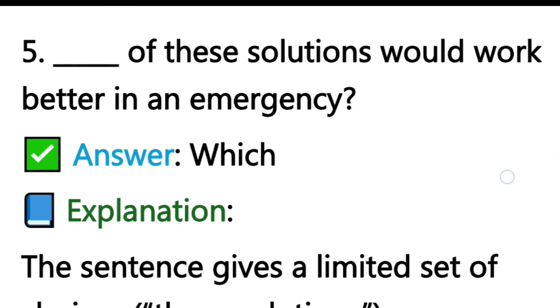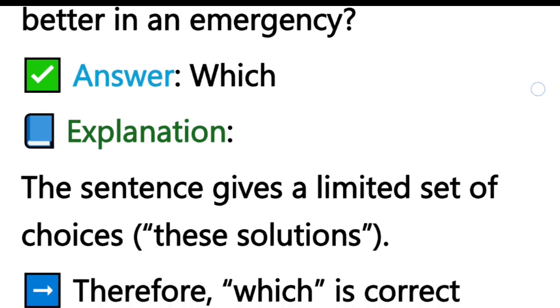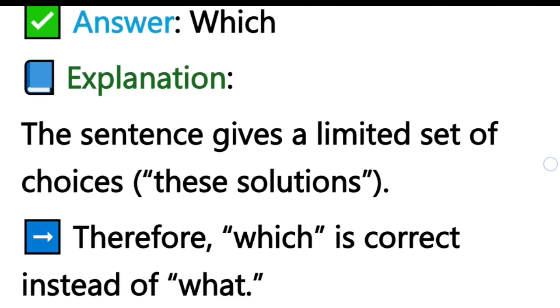Now question number 5. Dash of these solutions would work better in an emergency. Answer will be which. Which of these solutions would work better in an emergency? We have used which because again solutions choices are limited over here. The sentence gives a limited set of choices. Therefore, which is correct instead of what. What is used for unlimited choices, remember that.